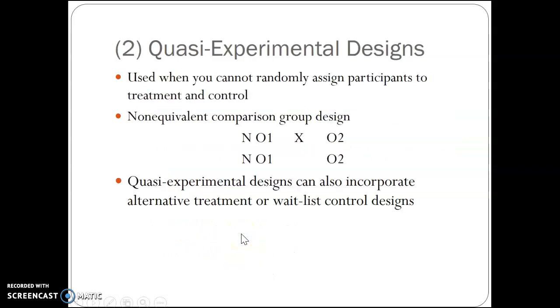Of course, you have quasi-experiments. This is where any of those three criteria that we talked about at the very beginning of this talk have not been met. No random assignment, or you don't have multiple waves of observations or multiple groups being compared. Those are considered quasi. This one is called a non-equivalent comparison group design. The only difference between this design and the classic experiment that we saw before is that here you have the N's instead of the R's. So no random assignment here.